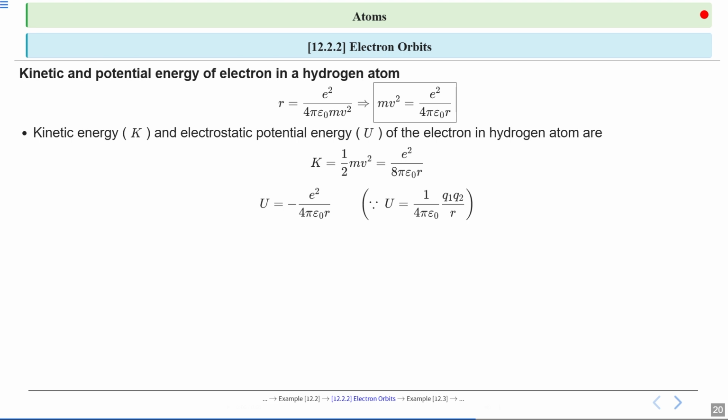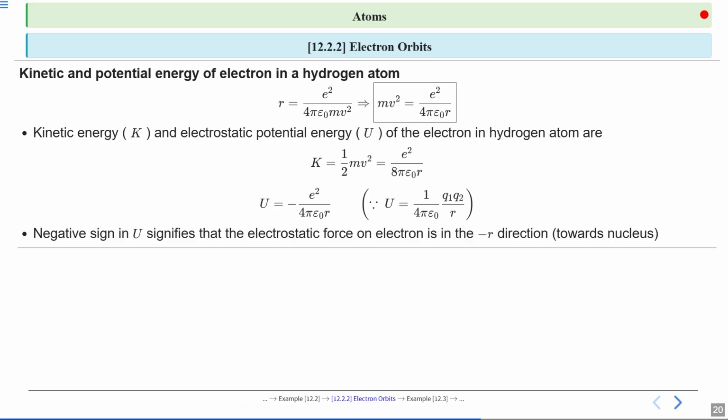Okay, so U is equal to 1 by 4 pi epsilon naught. Q1 is e and Q2 is minus e. So minus e square upon 4 pi epsilon naught r. Okay, so this is the potential energy of electron.